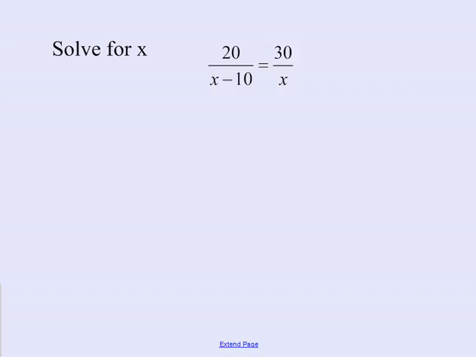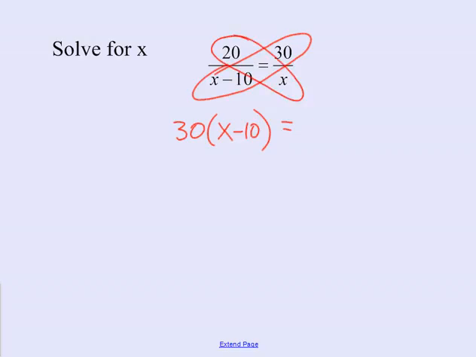Let's solve this proportion. This one's a little more complicated. Notice we have x, but it's located in two different parts of the proportion, and it's part of an expression, x minus 10, in the denominator of the ratio on the left. Now, solving is no different. We're going to cross multiply. Let's start by taking 30 times x minus 10. And that's going to equal 20 times x, which is 20x.